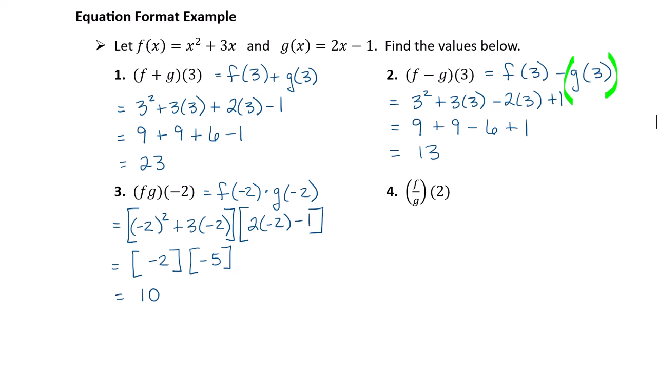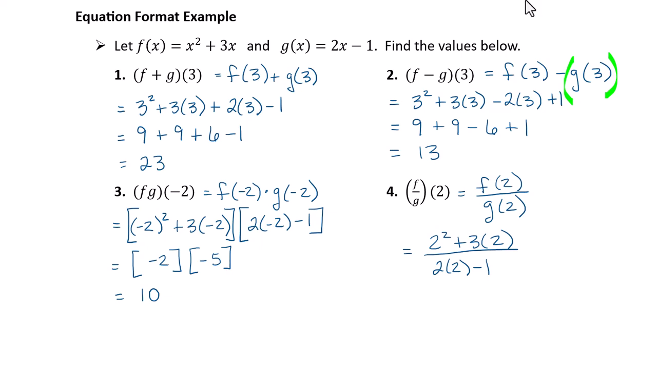Now, f over g of 2. First, write out the definition, f of 2 divided by g of 2. Then we'll find f of 2. f of 2 is 2 squared plus 3 times 2. We're dividing that by g of 2, which is 2 times 2 minus 1.